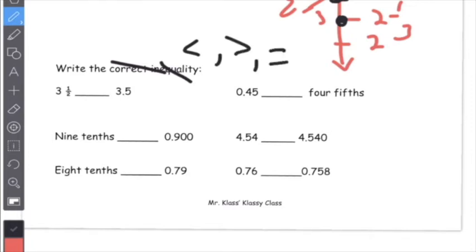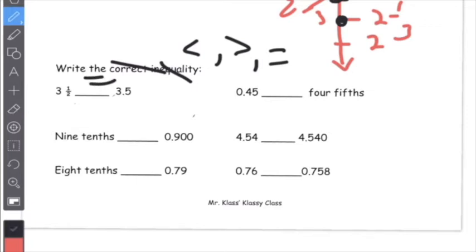So the first one is 3.5 and 3 1/2. What you would need to do is either make the half into a decimal or the 0.5 into a fraction. What I like to do is make the half into a decimal. So 1/2 equals blank over 10. I did 2 times 5 is 10, so 1 times 5 is 5. So that's 5/10. So it's 3.5 and 3.5 there. They are equal, so I'm going to write equal.